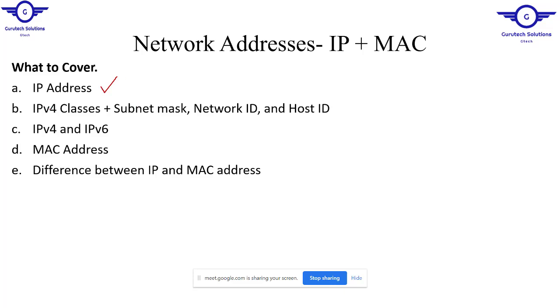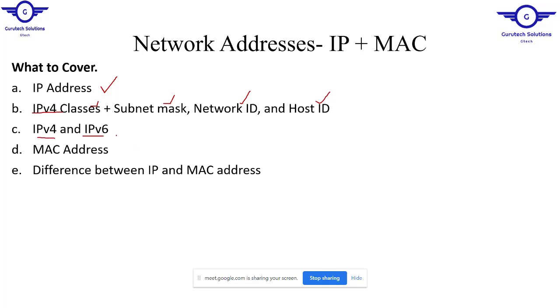Then, in terms of IP addresses, we have IPv4 and IPv6 addresses. Under IPv4, we're going to understand IPv4 classes. We'll understand the subnet mask, what we mean by network ID and host ID. Then we're going to look at the differences between IPv4 and IPv6 addresses.